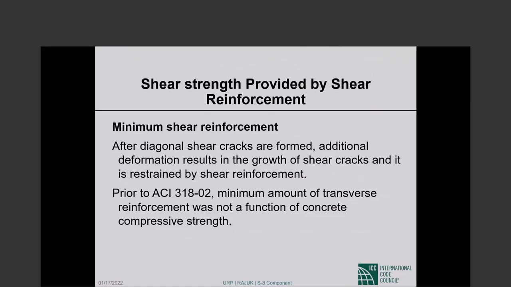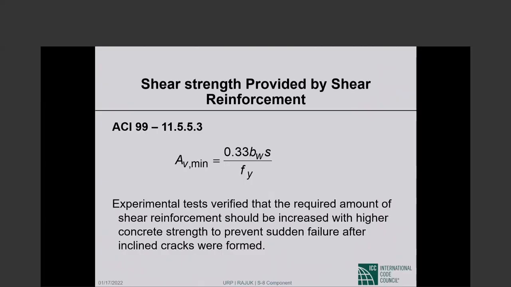Minimum shear reinforcement. So after diagonal shear cracks are formed, additional deformation results in the growth of shear cracks, and it is resisted by shear reinforcement. This is very, very important to get in your heart even. Additional deformation will be, if you keep on loading your beam, the growth of shear cracks, and it is resisted by shear reinforcement. Prior to 318-08, minimum amount of transverse reinforcement was not a function of concrete compressive strength, as you saw. Anyway, minimum shear reinforcement is given by this expression.